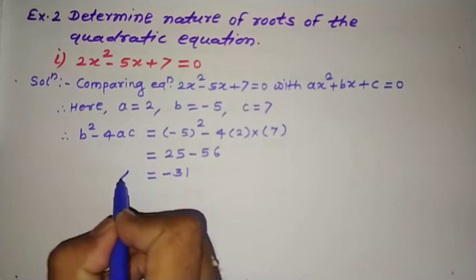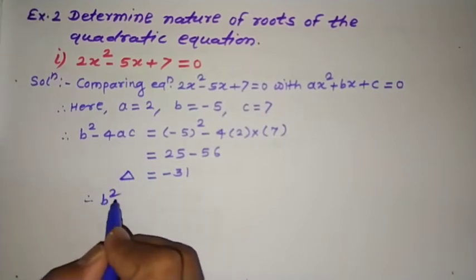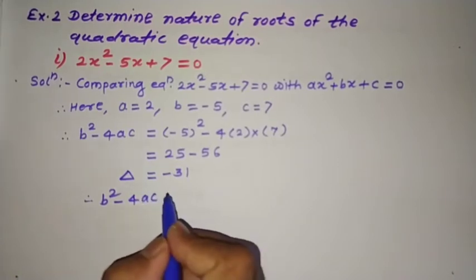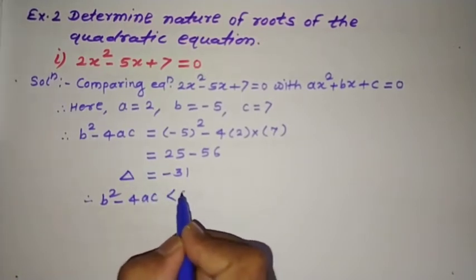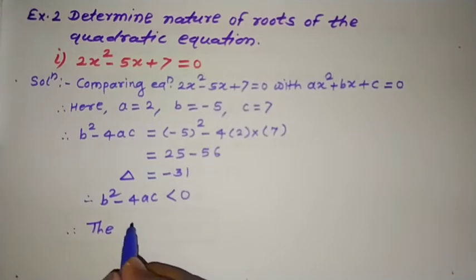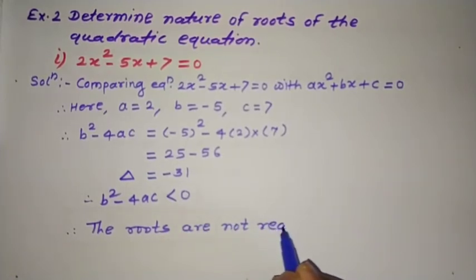Here the value is delta, that is b square minus 4ac, and the value is less than 0. Therefore, the roots are not real.